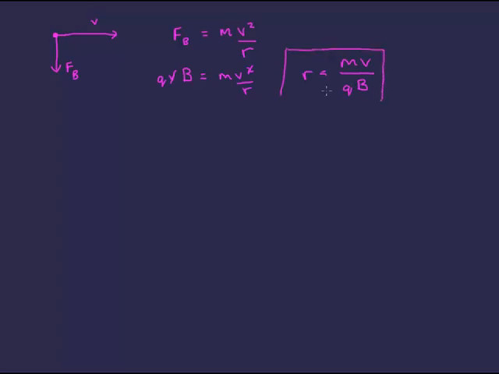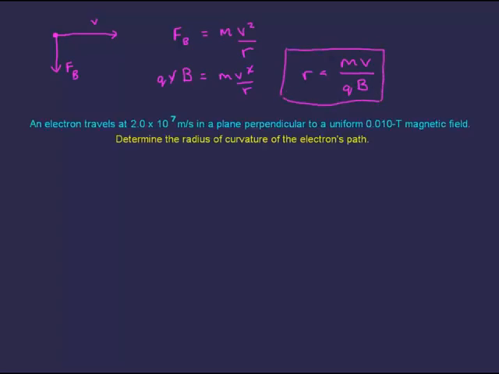Let's use this in an example. An electron travels at 2 times 10 to the 7 meters per second in a plane perpendicular to a uniform 0.010 Tesla magnetic field. Determine the radius of curvature of the electron's path. Essentially what we're going to do here is just plug numbers into this equation. That's essentially all you ever do with this equation, is solve it for one of the variables and plug it in. So I've got r equals mv over qB.